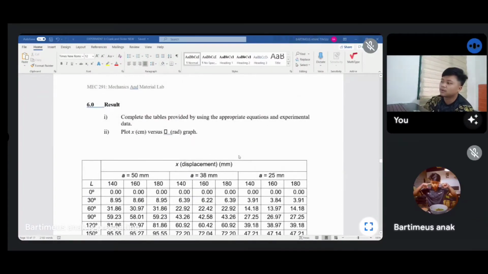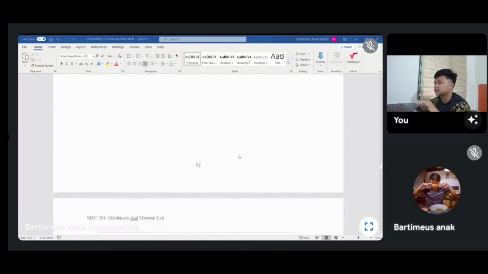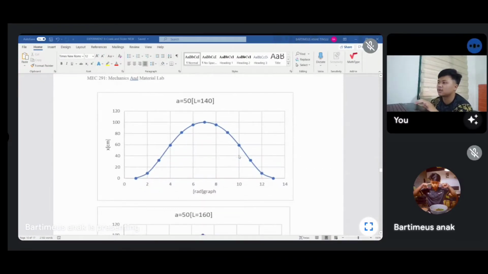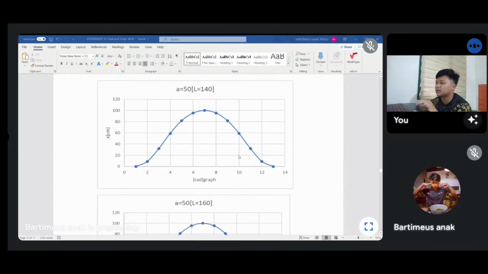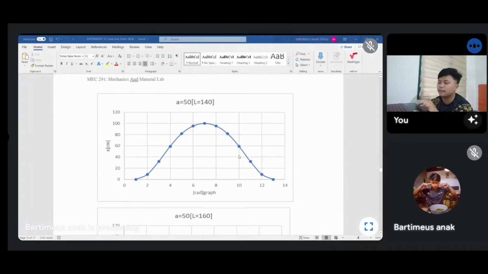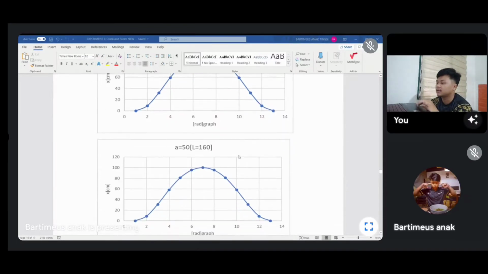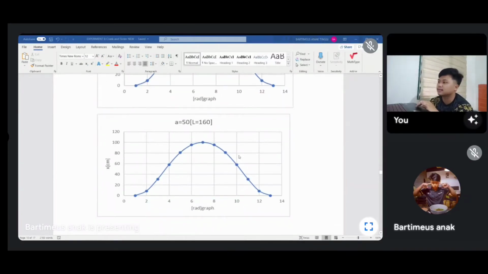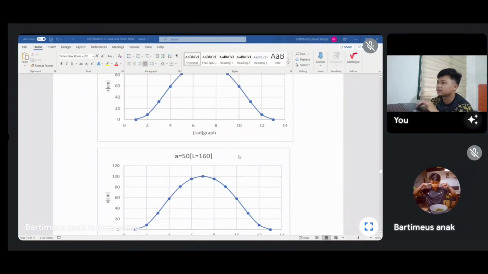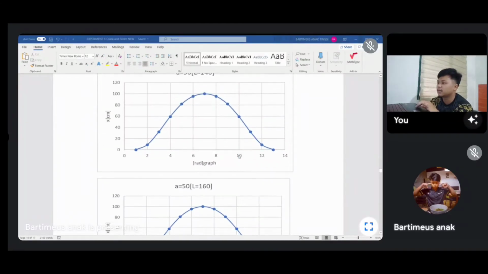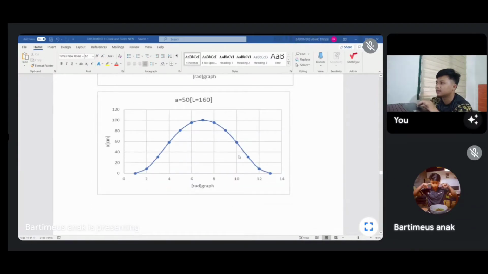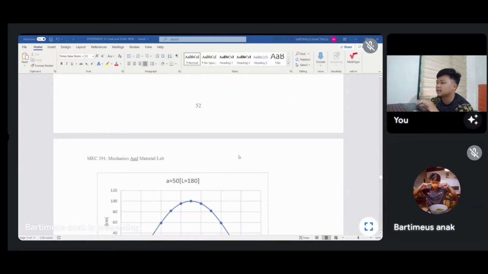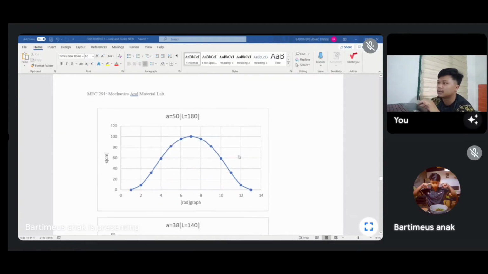They ask to plot the graph between x and rad, and this is the graph I have made. This is for the 50 and for the length is 140. So this is the graph for the length 160. They are a bit different between the graphs because we changed the length, and this is the length 180 for 50.